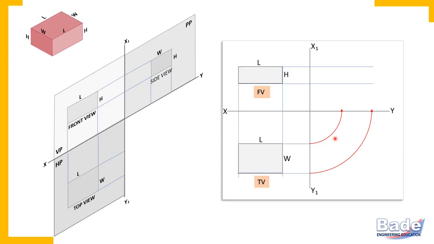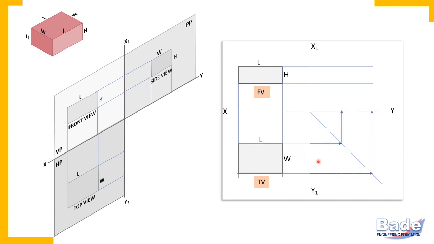For both these concentric arcs, the center is the intersection of the xy line and the x1, y1 line. There is one more method. You may draw a line at an angle of 45 degrees to the xy line and the x1, y1 line. So this line is drawn at 45 degrees to the xy line and 45 degrees to the x1, y1 line.